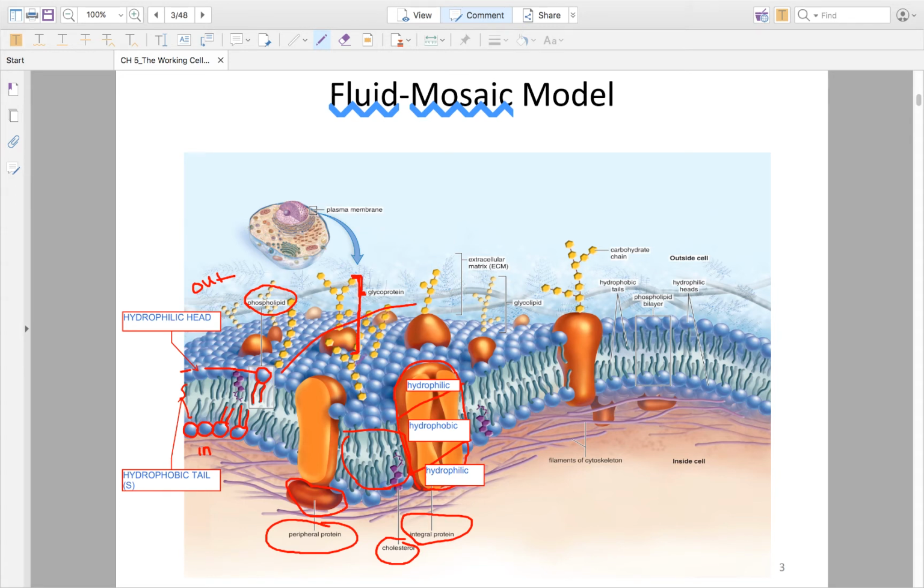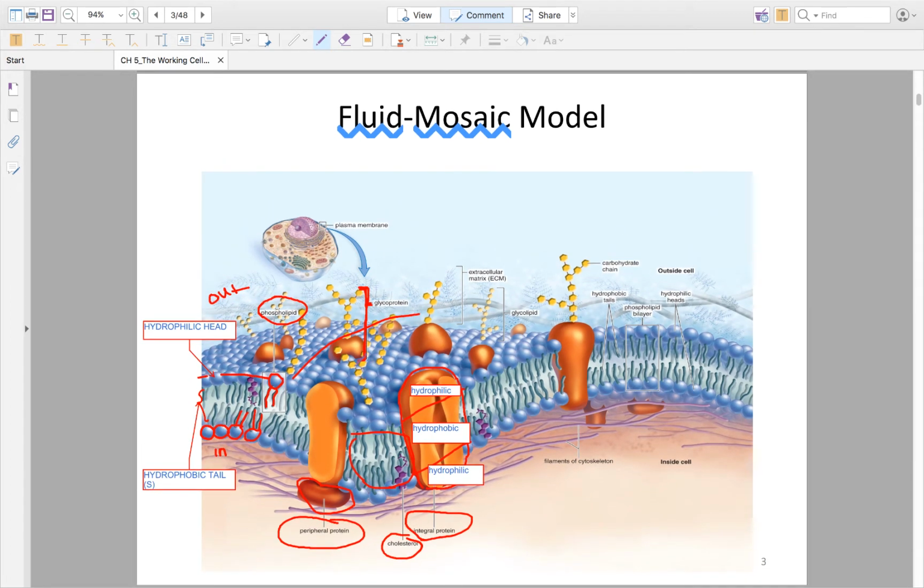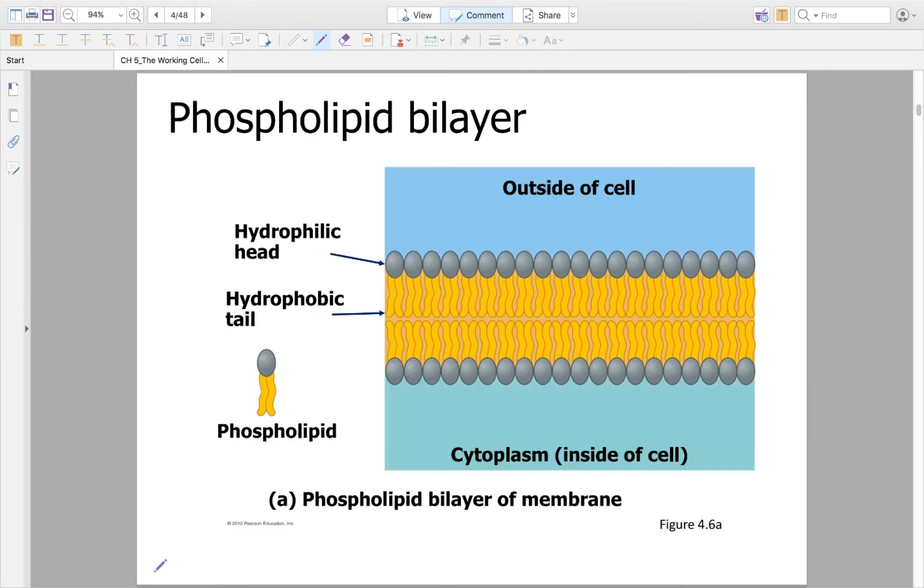That is why we call this the fluid mosaic model. Ultimately, you want to know the full anatomy of all of these components. All right. Now let's look closer at the phospholipid bilayer.